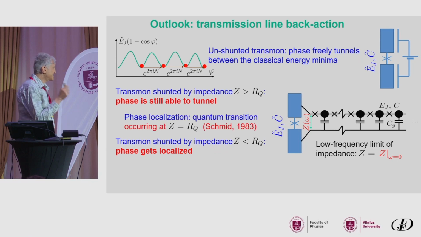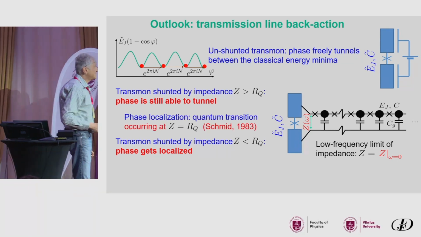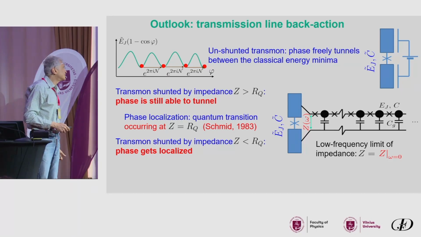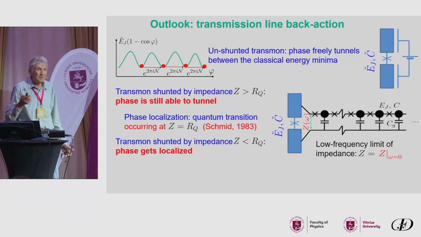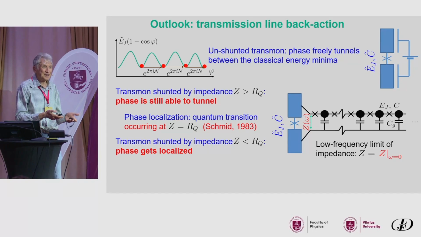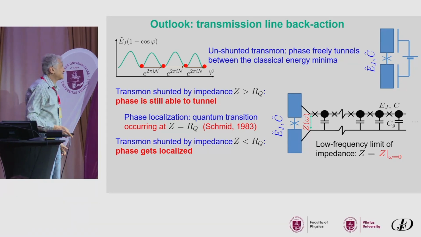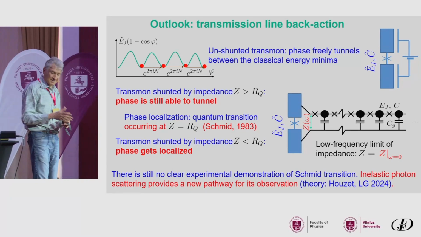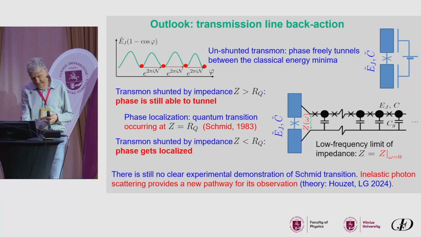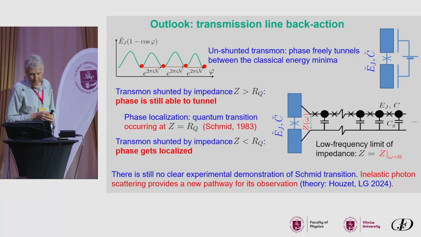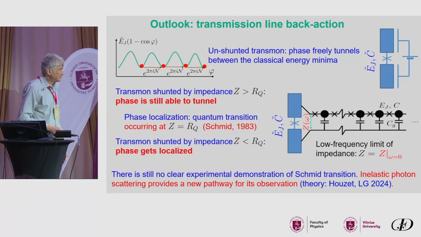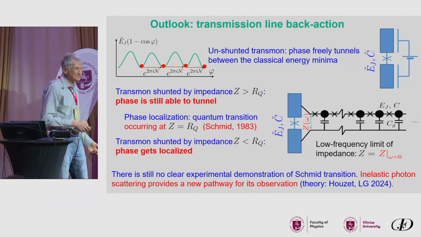And this is the essence of the so-called Schmid transition that was theoretically discovered by Schmid more than 40 years ago. Remarkably, experimentally, it's still debatable, and nobody has clearly confirmed its existence. And basically, this quantum optics approach, just looking at the inelastic scattering of photons, in our view, gives another pathway to observe this transition. And we developed a full theory of it. You can look at the paper.